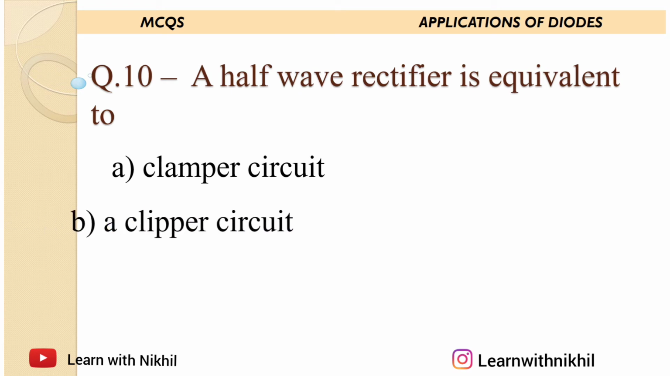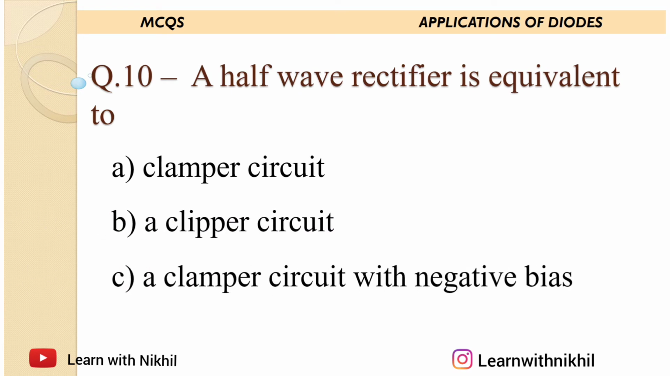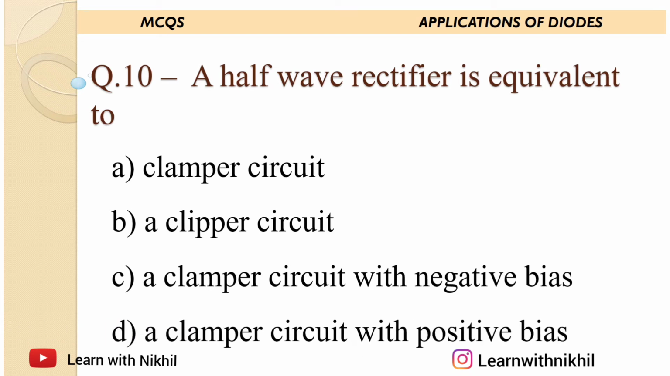Next question. A half wave rectifier is equivalent to A. Clamper circuit, B. Clipper circuit, C. Clamper circuit with negative bias, or D. Clamper circuit with positive bias. So half wave rectifier output looks similar to which circuit? Yes, you are right. That is clipper circuit.